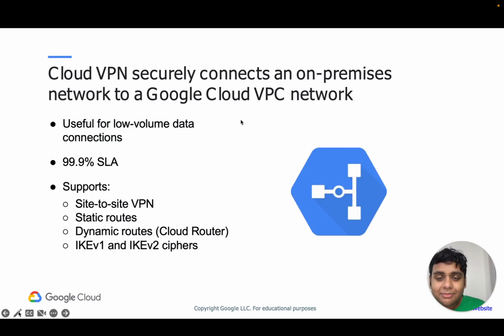Well, the Cloud VPN securely connects an on-premises network to a Google Cloud VPC network. So Cloud VPN, Virtual Private Network, will connect an on-premises network to a Google Cloud VPC network. How do we do that? Well, what does it do? It is useful for low volume data connections, and it has a 99.9% SLA, which is a very good SLA, and it supports site-to-site VPN, static routes, dynamic routes, and these ciphers.